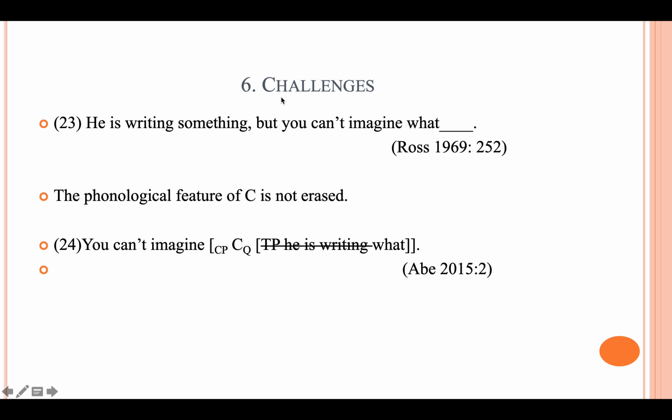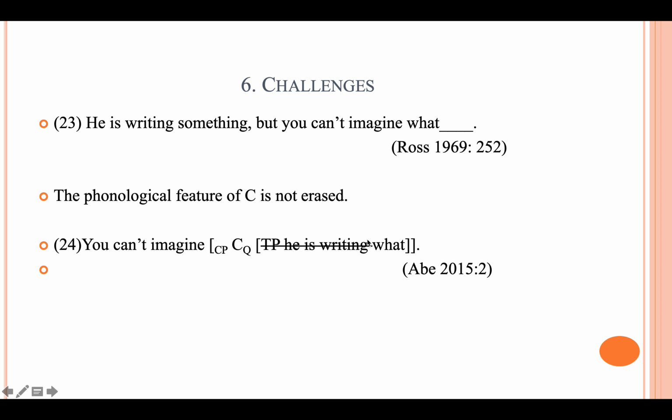Some scholars may say, okay, there are many challenges to your assumptions. I agree, but I think that these challenges are not counterexamples. In a sense, they are also expected under our assumptions. Now let's see the first challenge. He's writing something, but you can't imagine what. That is a typical sluicing construction. In such a construction, T is covert and TP is elided, but this sentence turns out to be grammatical.